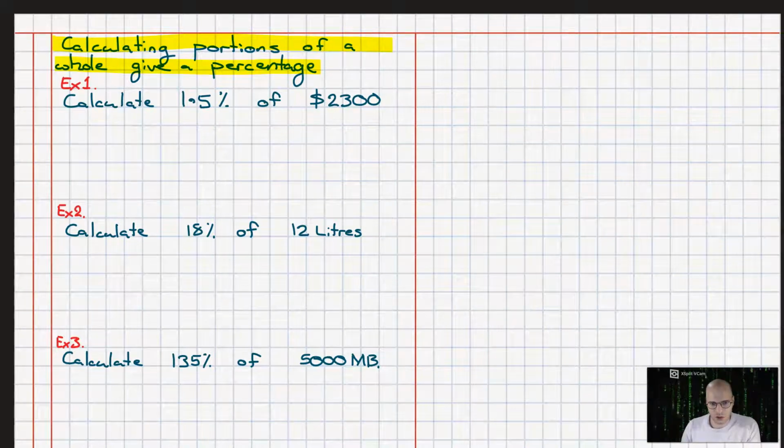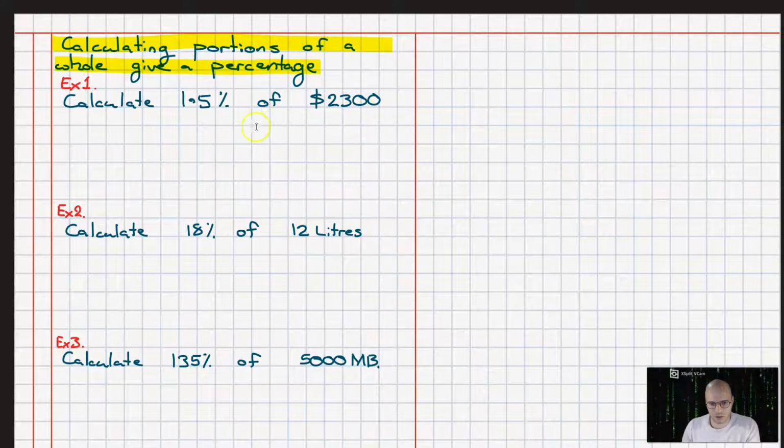Welcome to this video on the topic of percentages. In this video, we're going to have a look at how we can calculate portions of a whole when we're given a percentage. Now, looking at example 1, we have calculate 1.5% of 2300.